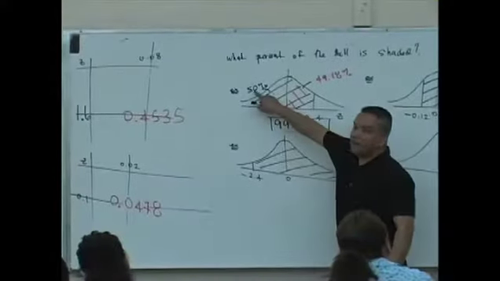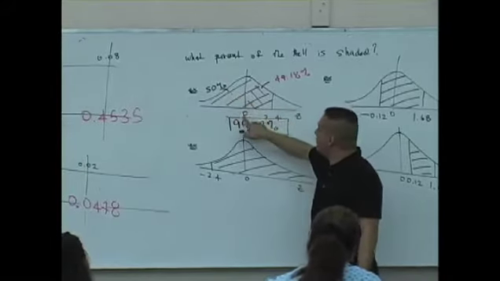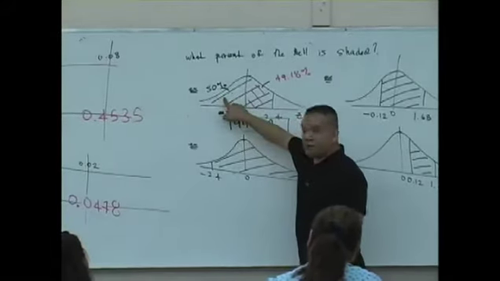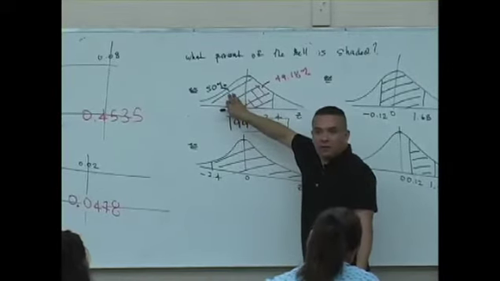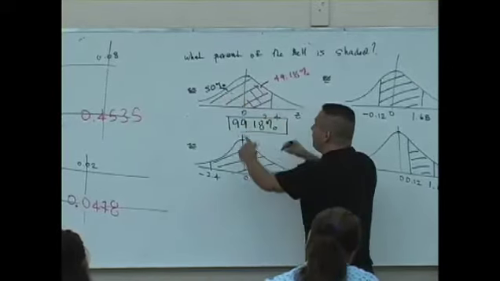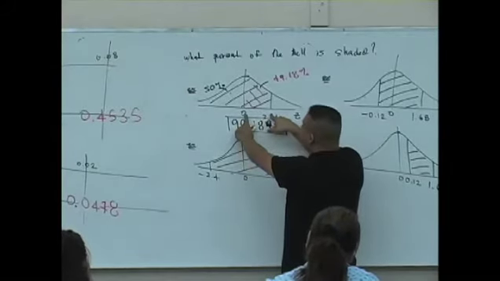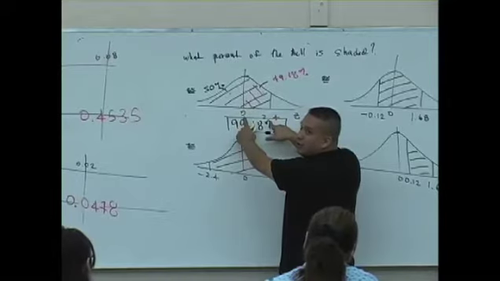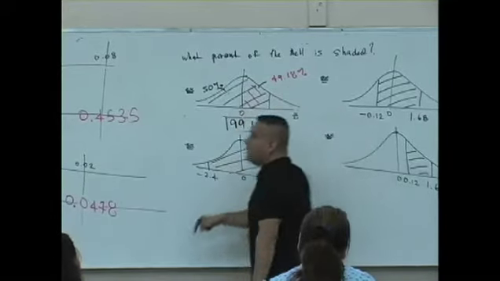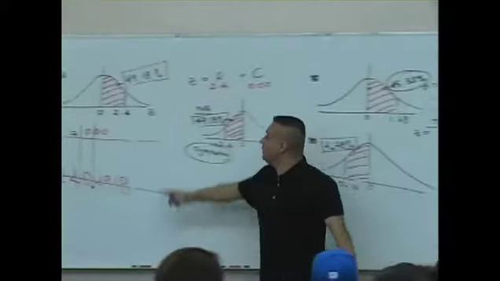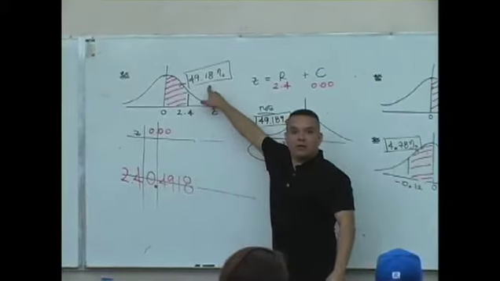Now, why is that the key here? Because the left is 50. You already know that. You don't have to use a table for that. Isn't from 0 to some value, isn't that 50% of the bell shaded? Half of this thing is shaded. That's why it's 50. All you need to know is what percent of the bell is shaded from 0 to 2.4. That's all you need to know. You know it's 49.18% because we already did that right here.